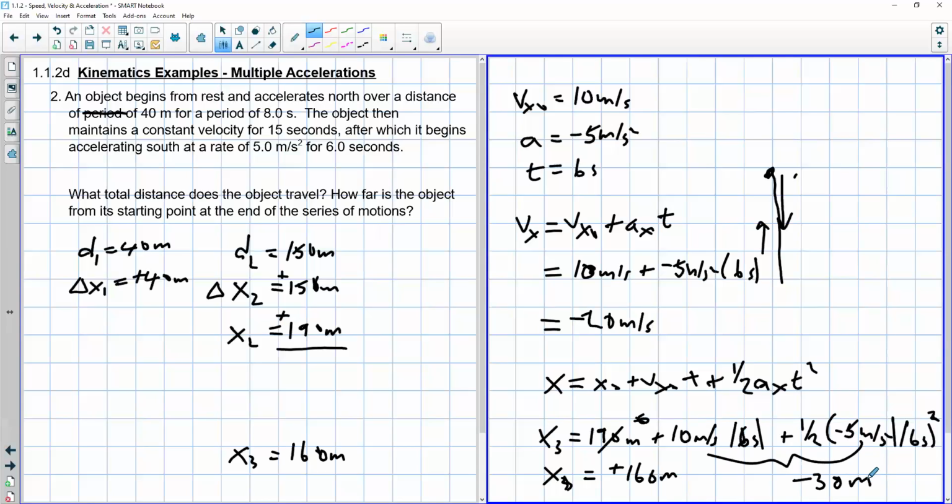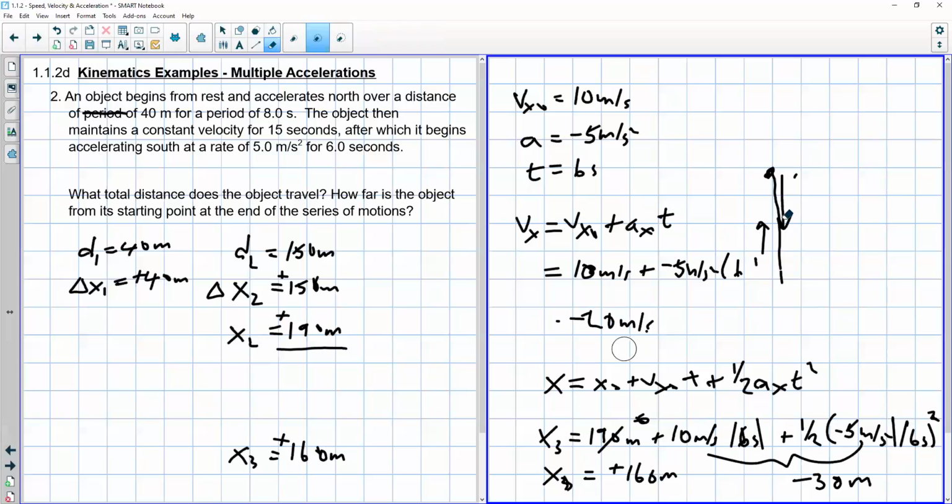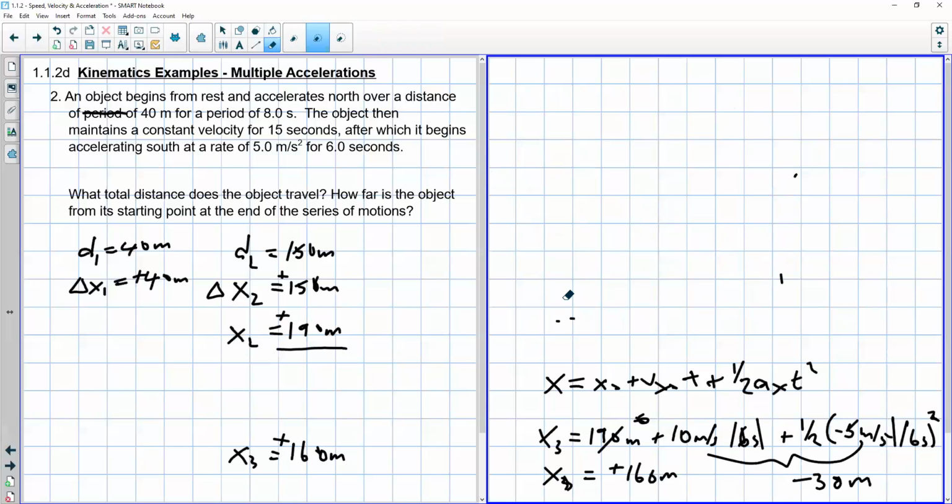Okay, so this is the answer to the last question, right? Our final position is plus 160 meters, and that is how far we are from where we started, but it is not the answer to the total distance traveled, right? To get the total distance traveled here, we'd have to figure out how far we went before we stopped, and then how far we went after we stopped. And to do that, we're going to have to break this down into two separate calculations.